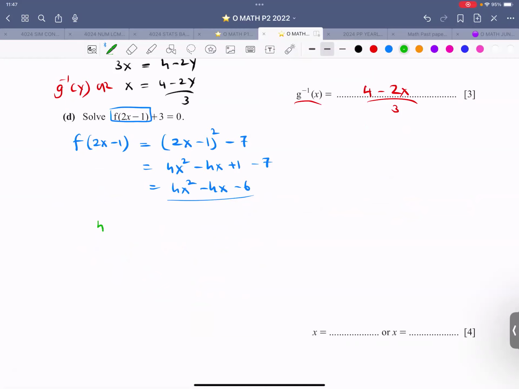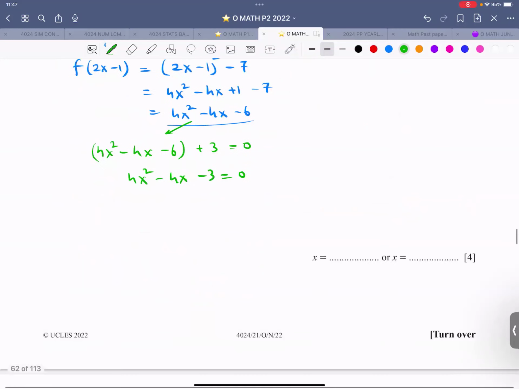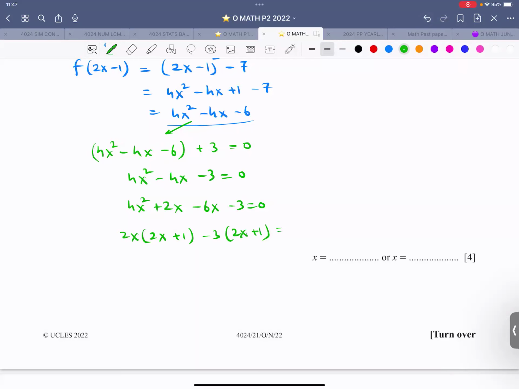This thing plus 3 equals 0. 4x squared minus 4x minus 6, plus 3 equals 0. 4x squared minus 4x minus 3 equals 0. Middle term factorization. So 4x squared minus 6x plus 2x minus 3 equals 0. Or let me just change the order so it will be more convenient for you. This is plus 2x minus 6x minus 3 equals 0. 2x(2x plus 1) minus 3(2x plus 1) equals 0. 2x plus 1, 2x minus 3 equals 0. Each bracket equals 0.